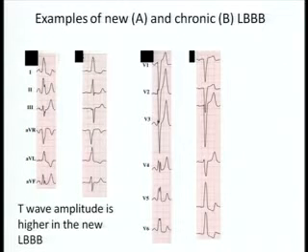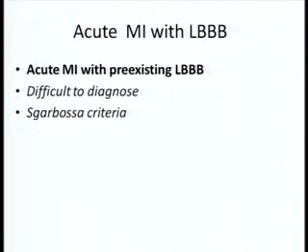Amplitude is higher in newer left bundle branch blocks, and T-wave amplitude goes down with time, but I don't think we are using this hypothesis in our clinical practice. Acute MI with LBBB, it could be acute MI with pre-existing LBBB.